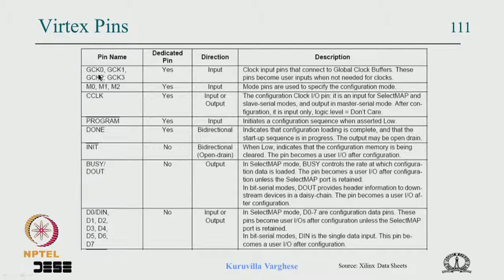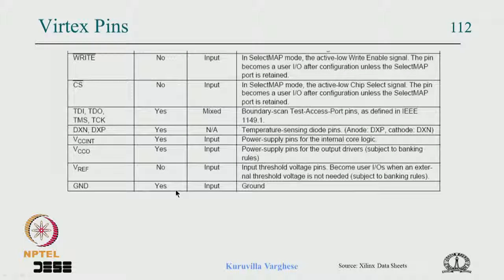You have the global clock pins, which are dedicated, and which are the input to the clock tree. The mode pins for selecting the mode of programming are dedicated pins. CCLK is the serial clock, which can be reused as a user IO. Program, done, init, busy, and the parallel port can all be used once the programming is done. The program pin is dedicated, and the init and done pins are dedicated, but these can be used as user IO.